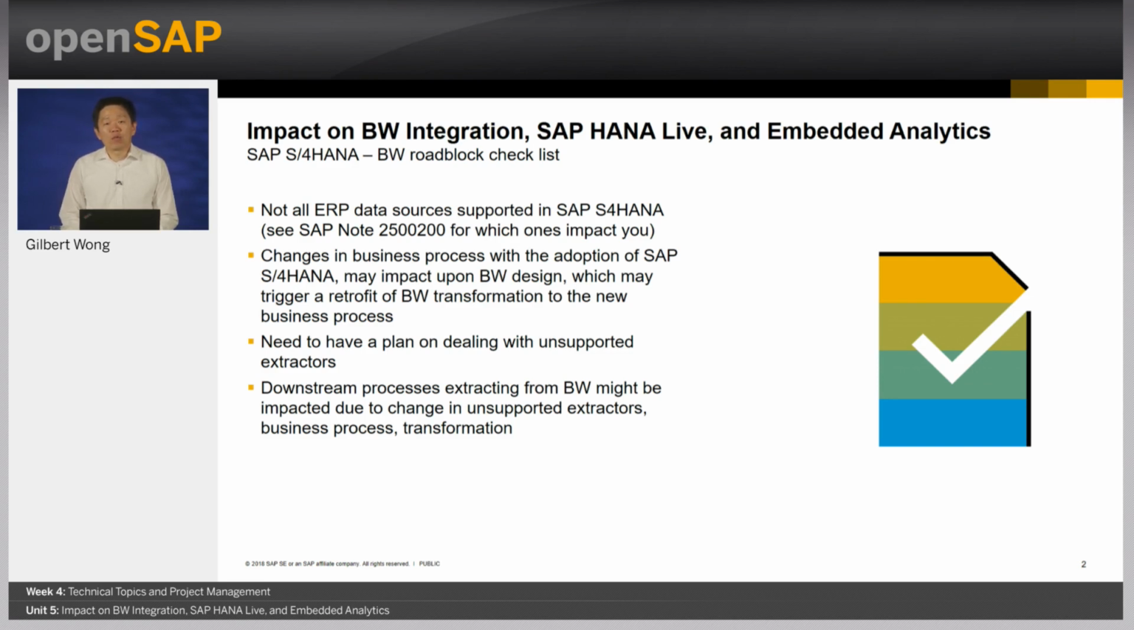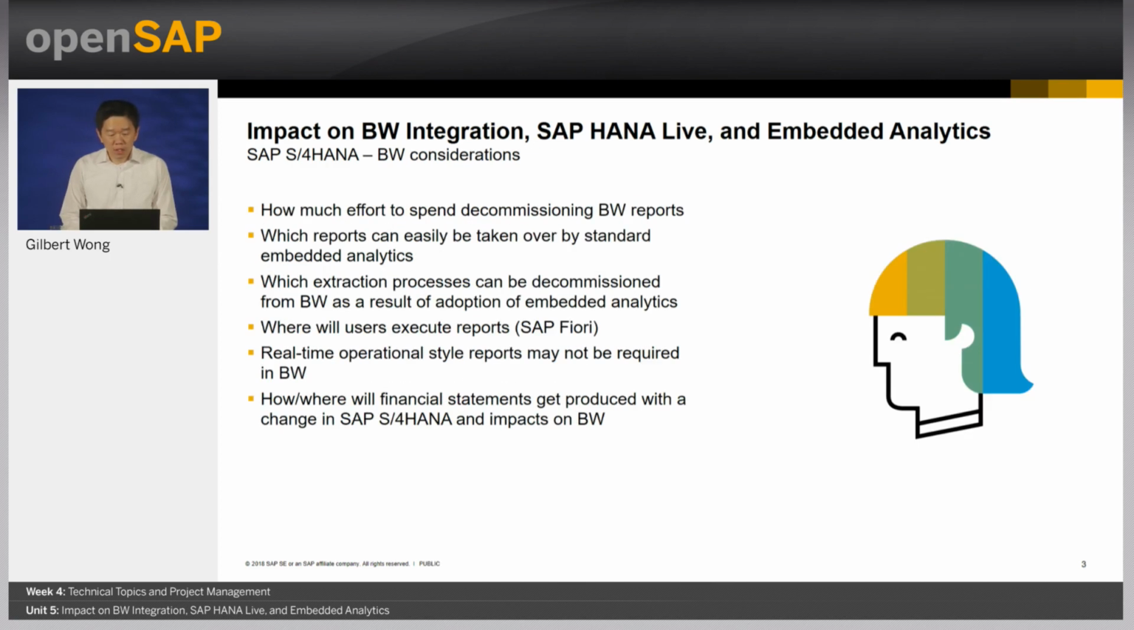The data extracted out from a BW system may also be impacted by both changes in extractors and business processes. Take the time to understand the extraction requirements from BW and analyze the impacts. In summary, there are a number of checks that will be required: first, extractor support, extractor remediation plan, business process changes, downstream systems, and extracts from BW. Now let's go to the next slide.